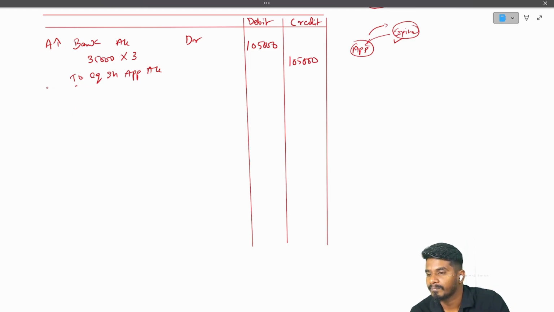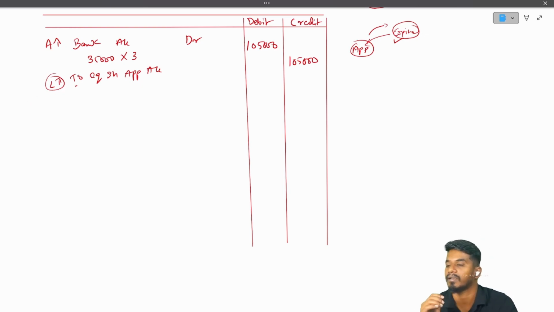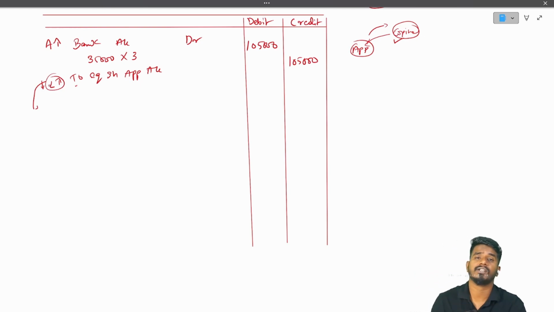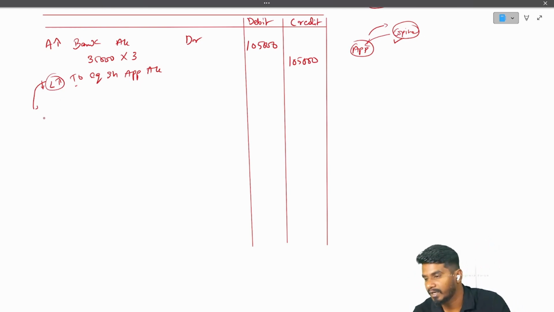Now, why it got credited, I didn't tell, no. Liability increasing, correct? Liability increasing. So that's why we are crediting it. I already told it. Now, if we are transferring from equity share application to share capital, then automatically the application liability will reduce. If liability is reducing, we will debit it. Correct. So, equity share application account debit.